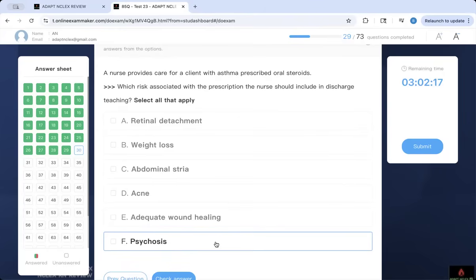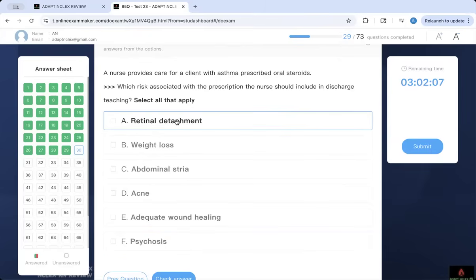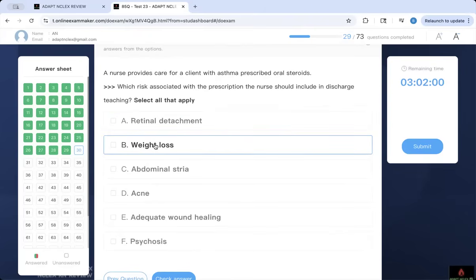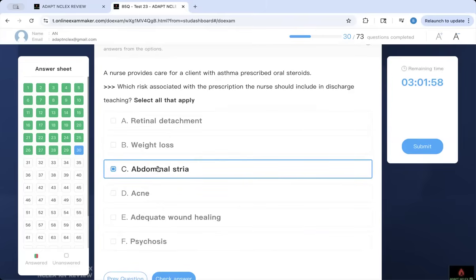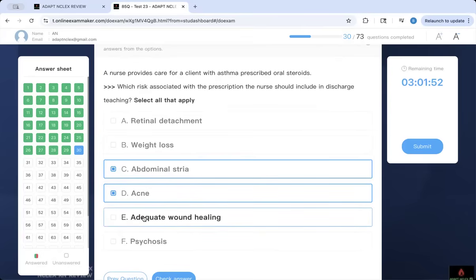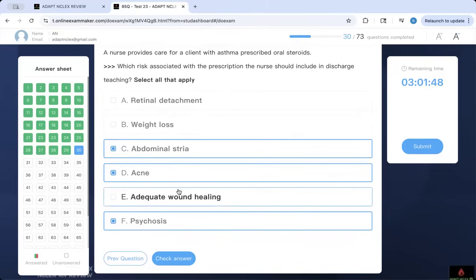Question 30. I'll give you a clue so that you can get it right. That's the common sense strategy to approach it. Steroid, what do you think? It causes cataract, not retinal detachment. It causes weight gain, not weight loss. You're going to have abdominal striae from excessive steroid. You're going to have acne. Your wound healing will decrease, inadequate. And you can have psychosis from steroid. These are your right answers.